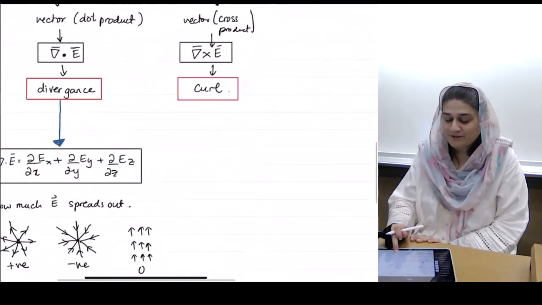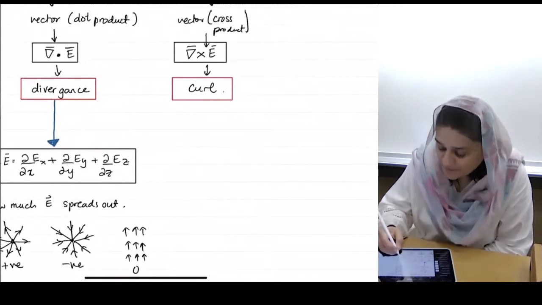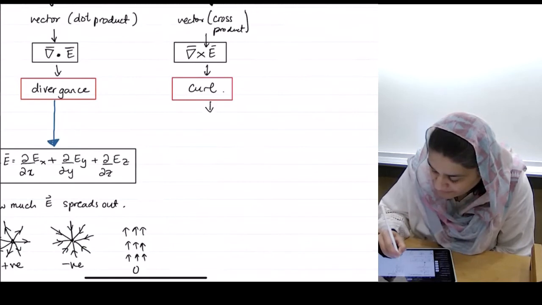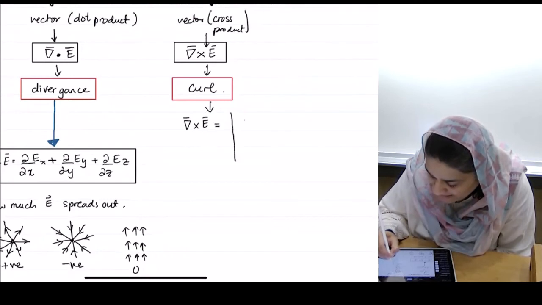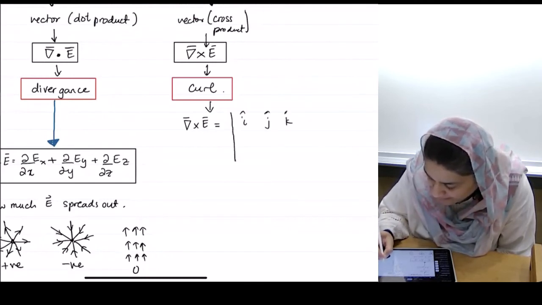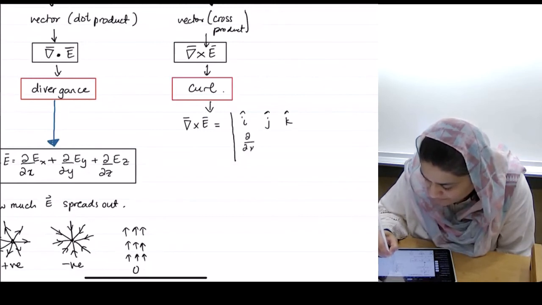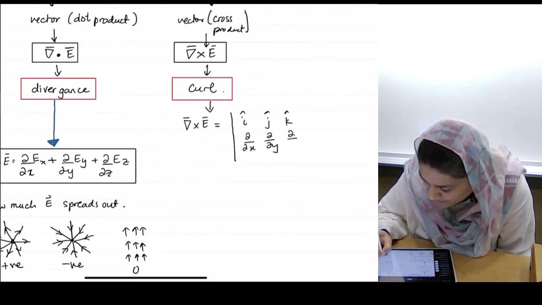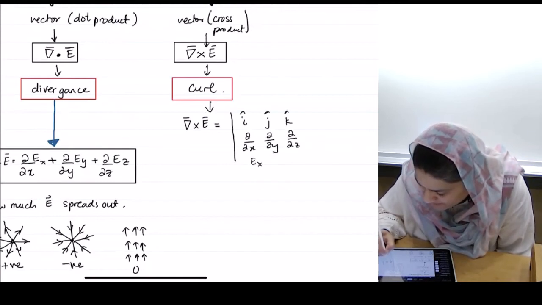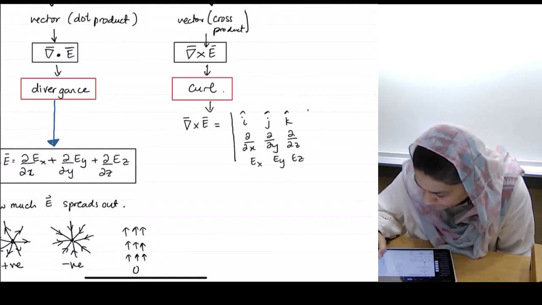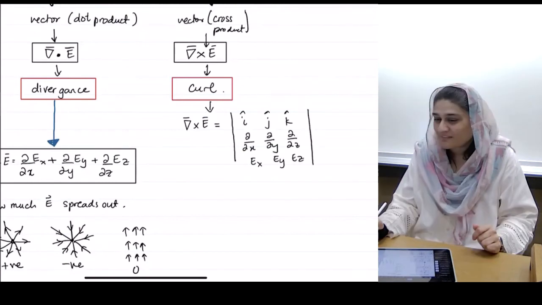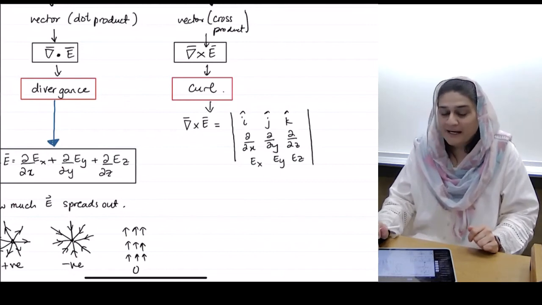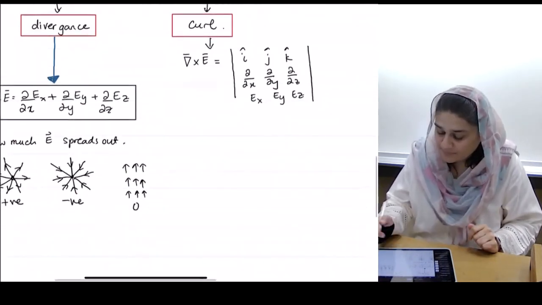Okay, now moving on to the curl. How do we write curl? The way we're going to write curl is exactly how we wrote it for A cross B. Partial over partial x, partial over partial y, partial over partial z, e_x, e_y, e_z. Everybody's taken linear algebra, right? So everybody knows matrices? So are we good? Excellent, thumbs up.